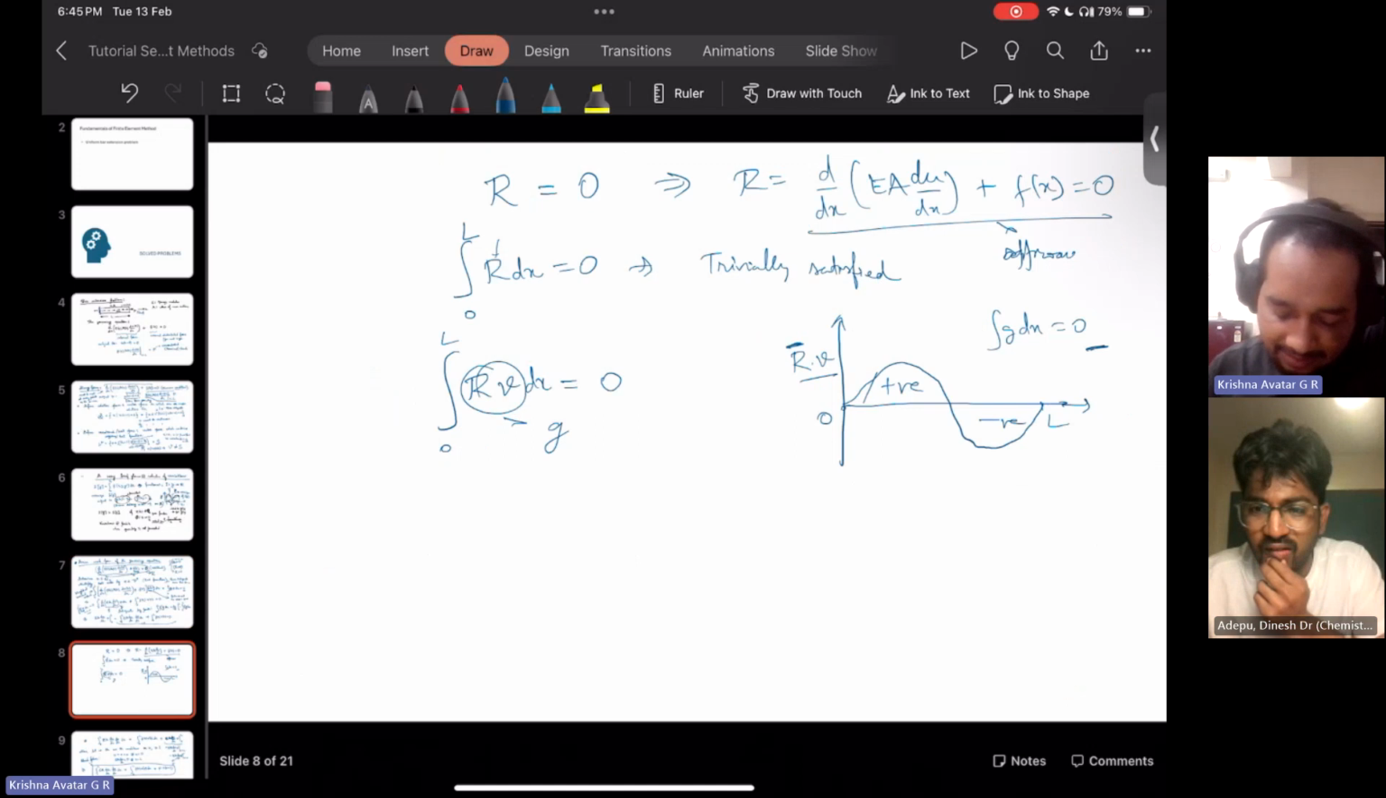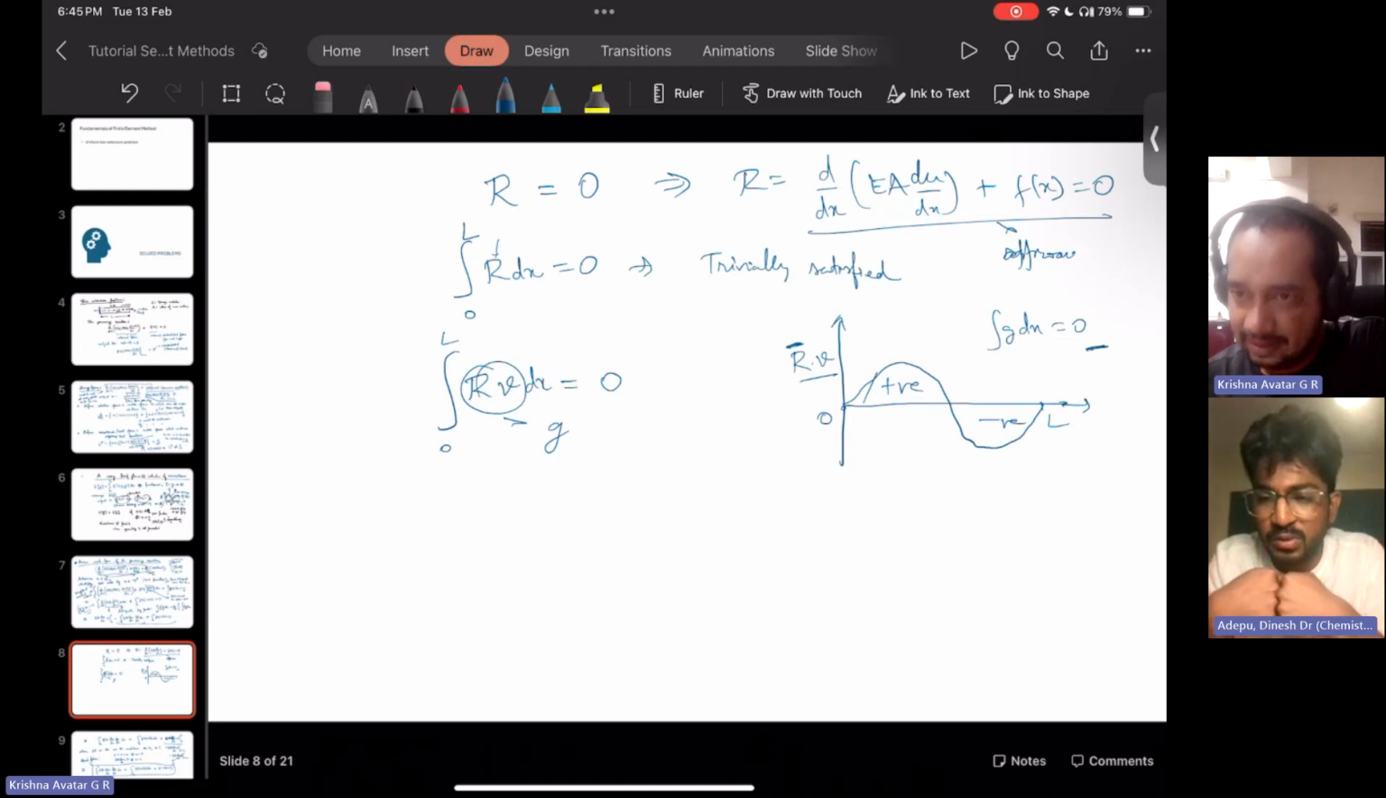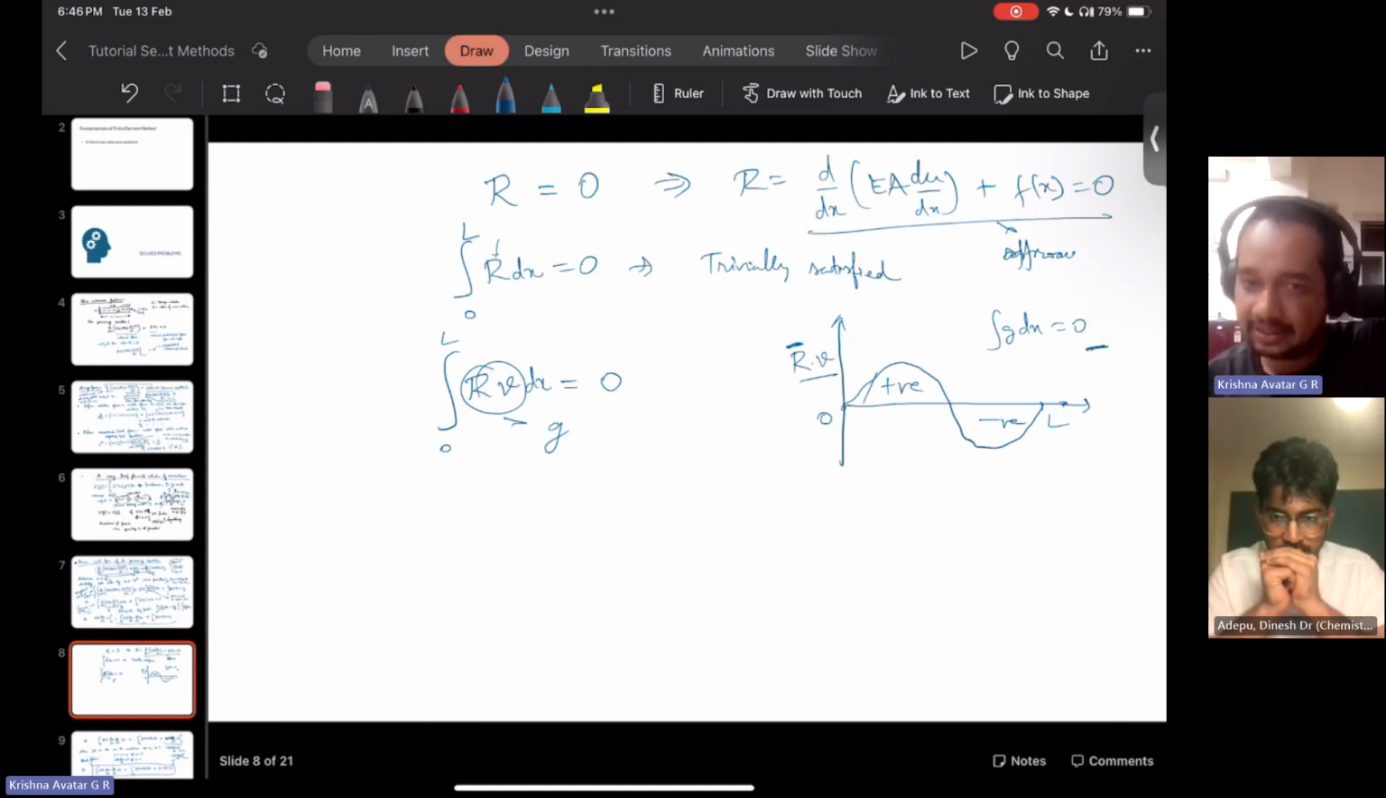Okay, I got your point. I'm saying R at each point is 0. So when you multiply it by v, it has to be 0 at each point. That's what I'm understanding. Looking at the equation, I could be wrong. Understood. That's true.